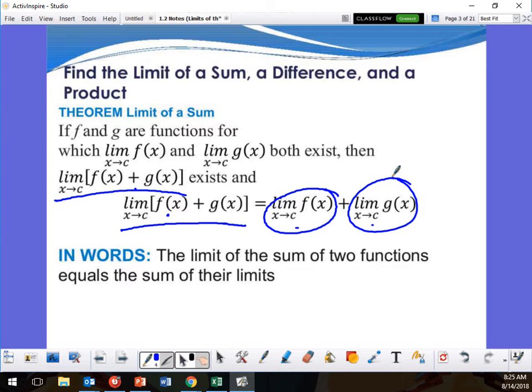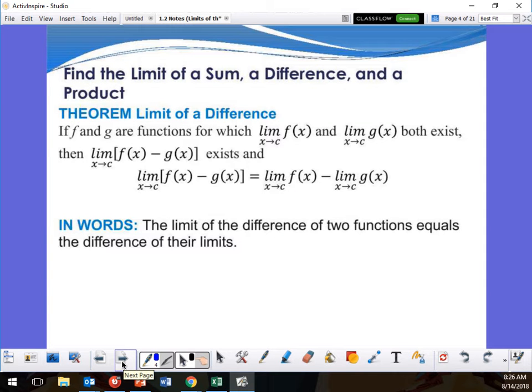Okay, this makes a lot more sense working it backwards. When I have different limits here, then I could just combine them together like this. So do these and then plug in the limit and I get the limit of that whole thing. Okay, it'll make more sense in a minute when we actually have some of the problems. All right, the limit of the sum of the two functions equals the sum of their limits.